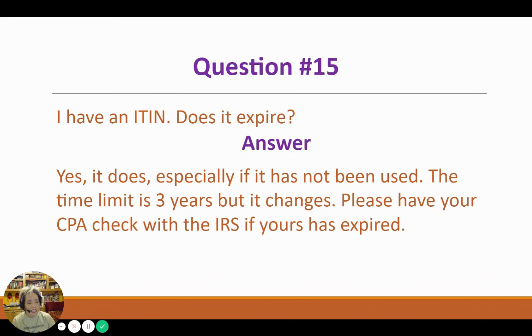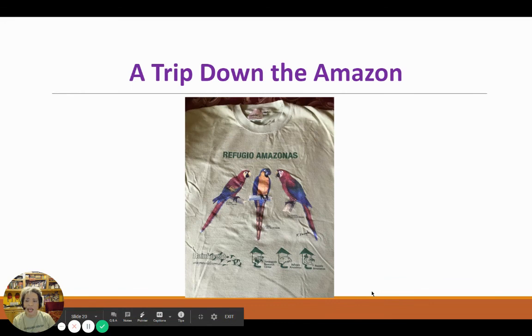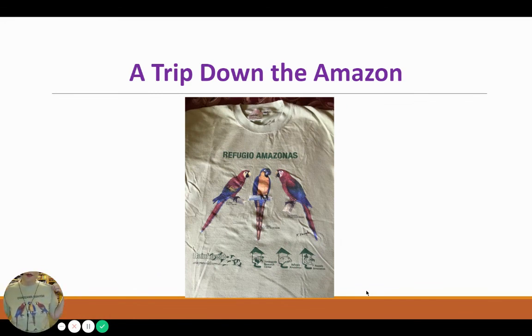Thank you for watching. Today's t-shirt is my little trip down the Amazon t-shirt. As I mentioned in my FIRPTA Part 1 presentation, one of the best vacations that I had taken was one that we went to Peru. We visited the Machu Picchu, we did the Nazca lines, and we also traveled and stayed at a rainforest refuge on the Amazon River, Refugio Amazonas. And I have to commemorate that wonderful trip with this fun t-shirt.